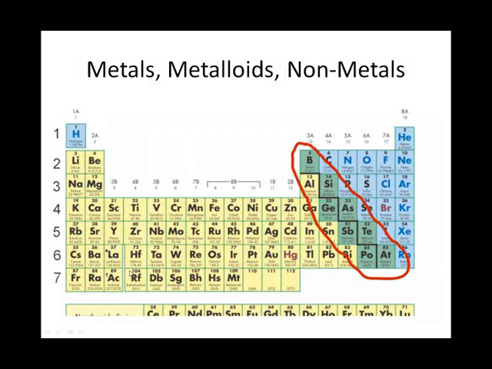It's also organized by metals, metalloids, and nonmetals. So in the yellow here, on the left side of the periodic table, are the metals. On the far right are the nonmetals, and in between are the metalloids. These green along the stair step are the metalloids.